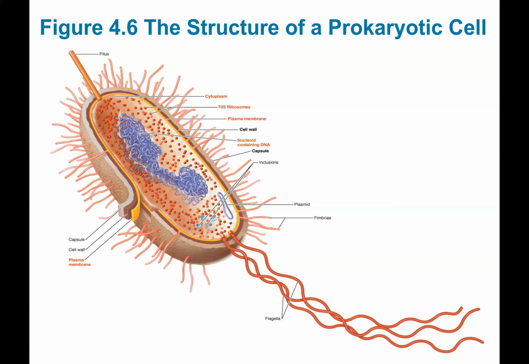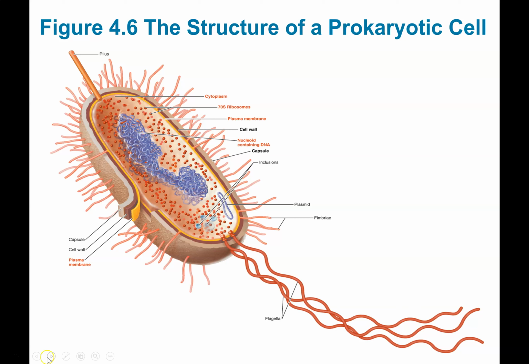Okay, this is chapter 4, part 2. We're going to start looking at a prokaryotic cell and look at all of the various structures that you may find in or on a prokaryotic cell. So we're going to start with external structures.